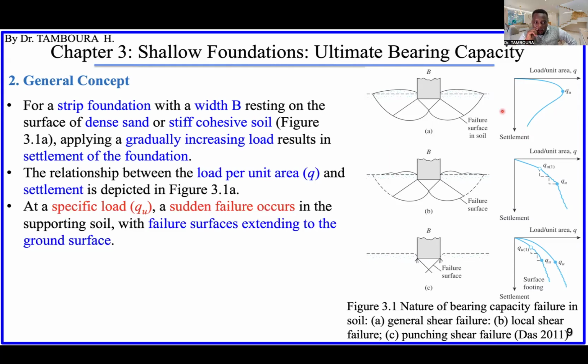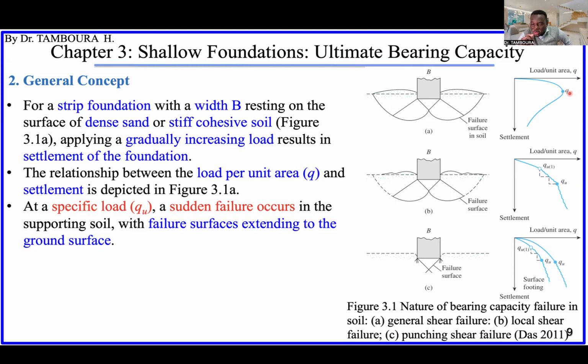So I said, what is the ultimate bearing capacity? It means the ultimate pressure, ultimate load per unit area. It's said here at a very specific load, we will call it QU. U here is standing for ultimate. When you reach this QU, a sudden failure occurs in the supporting soil, and the failure surface extends to the ground surface. You can see something like this.